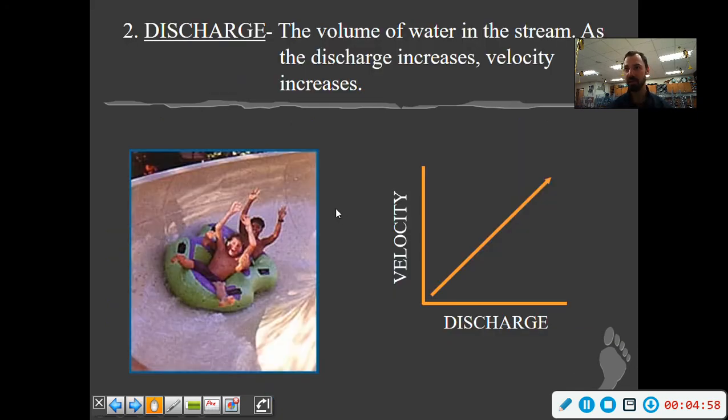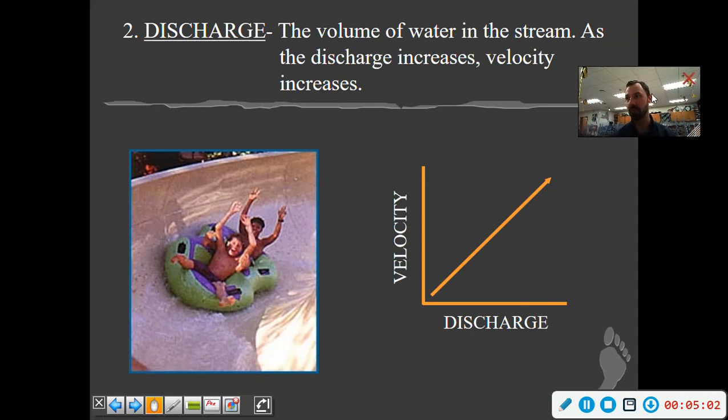Also discharge. Discharge is the amount of water coming out of the stream. So as discharge increases, velocity of the water will increase. That makes sense. Just like a water slide, if you turned up the water on the water slide, the water going down the slide is going to go faster, and the people are going to go faster too. All right. So increased discharge, increased velocity.